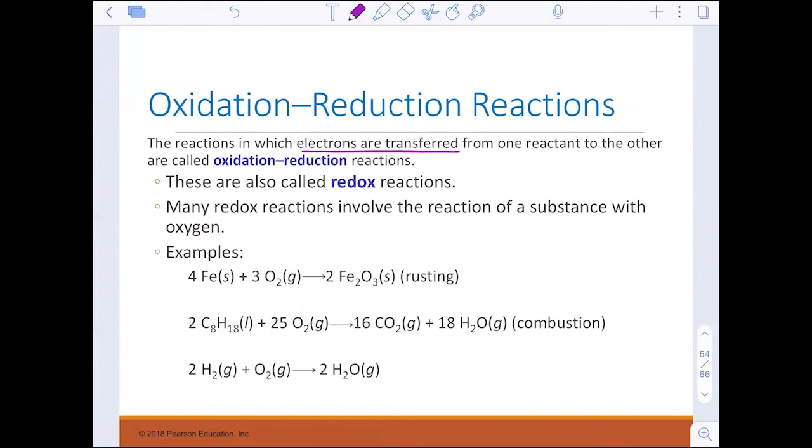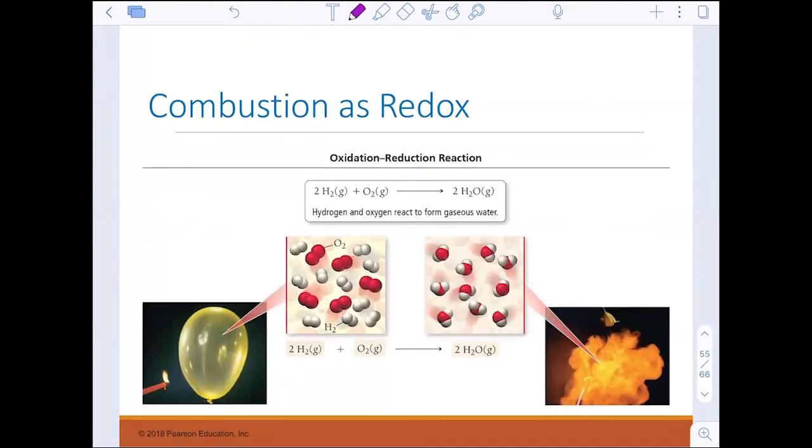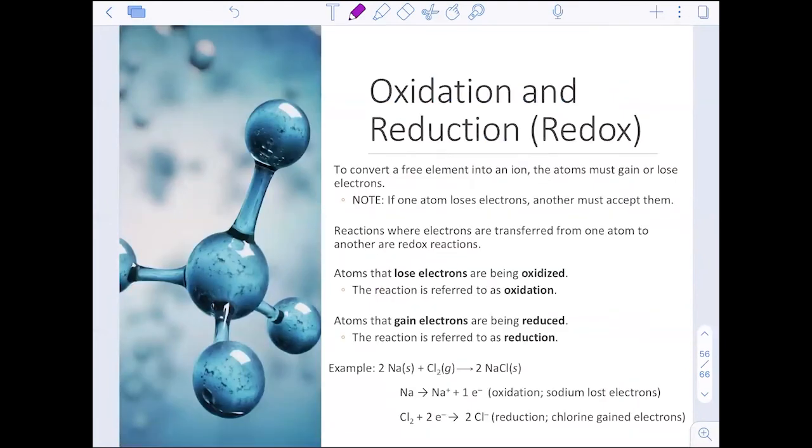So with these redox reactions, combustion is a very typical example. Hydrogen and oxygen react to form gaseous water, right? But is that the only thing? And how can we identify that these are redox reactions or oxidation reduction reactions? Now we want to think about the general idea. How do we know a redox reaction occurs?